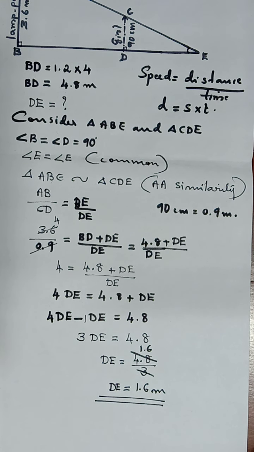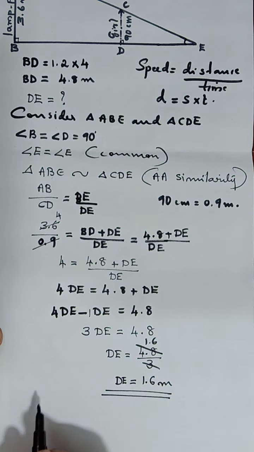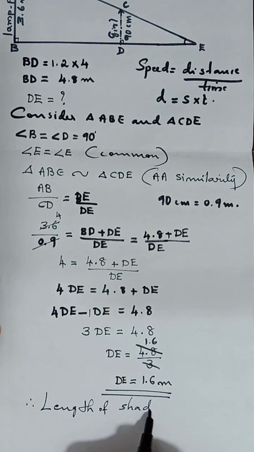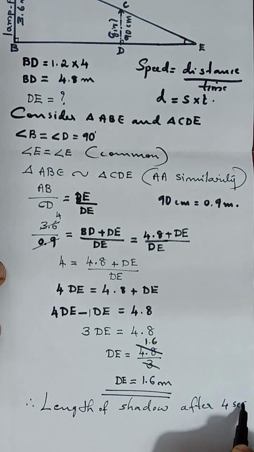They are asking us to find the length of her shadow after 4 seconds. Therefore, let it be in words. So, therefore, length of shadow after 4 seconds is equal to 1.6 meters.